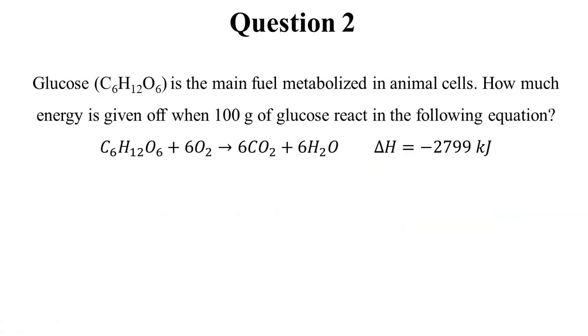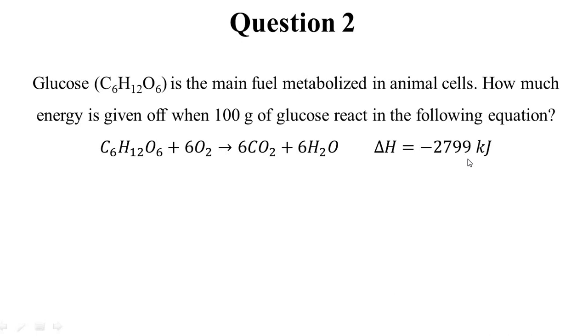Question 2. The question 2 says, glucose, which comprises carbon, hydrogen, and oxygen, in the number of atoms indicated, is the main fuel metabolized in animal cells. That's true. How much energy is given off when 100 grams of glucose react in the following equation? You can see the equation where you have oxygen added to this, then you end up with carbon dioxide and water.